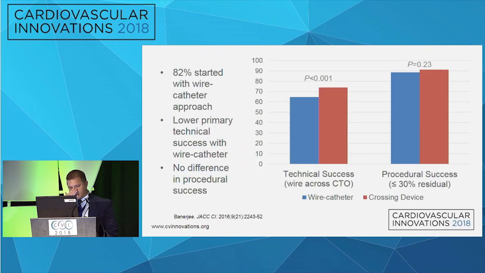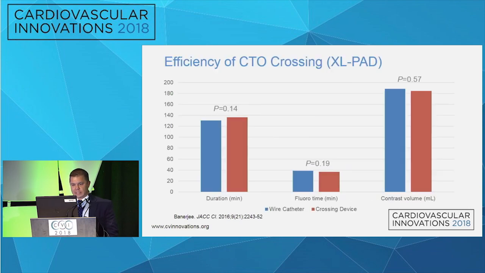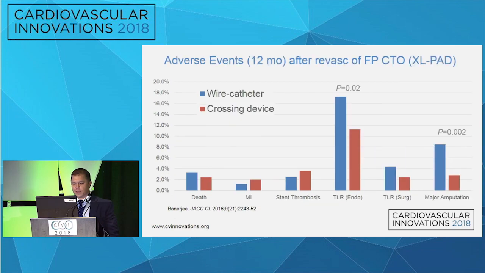And what the authors found is that over 80% started with a wire catheter approach, and we found that technical success was a bit lower with that strategy compared to starting with a CTO crossing device. However, there was no difference in procedural success. The duration, fluoro time, and contrast volume were essentially not different between the two strategies.